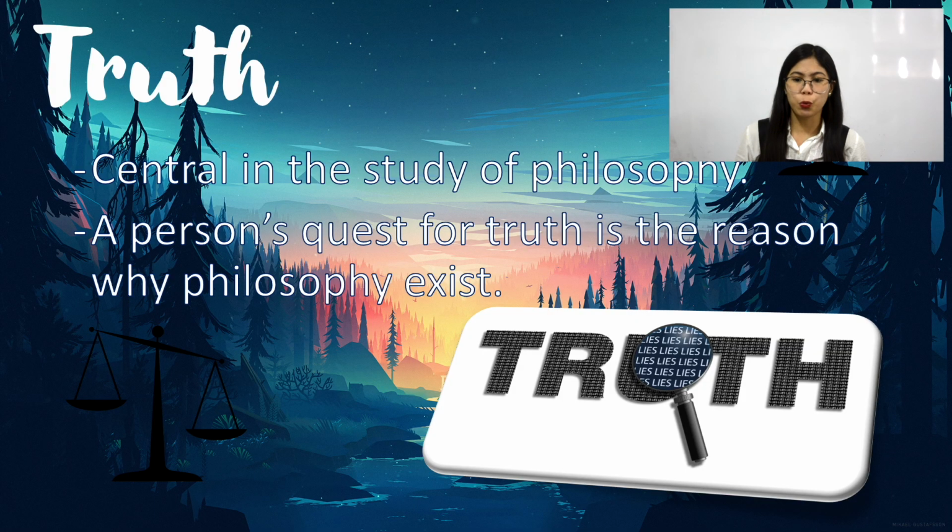Now let's define first what is meant by the word truth. When we say truth, it is central in the study of philosophy because a person's quest for truth is the reason why philosophy exists. As defined in Wikipedia, truth is ascribed to things that aim to represent reality. The concept of truth is discussed and debated in various contexts, including philosophy, art, theology, and science. The thinkers or philosophers of the past and present conceded to the idea that truth is relative to the kind of standard one adheres to. In other words, how you view the truth may be influenced by what you believe.